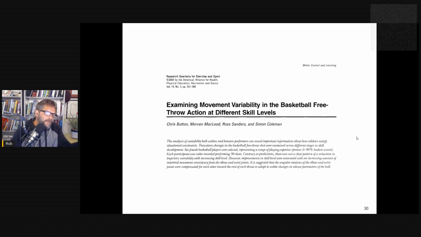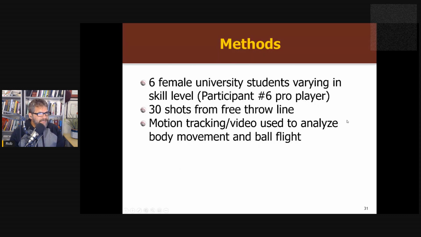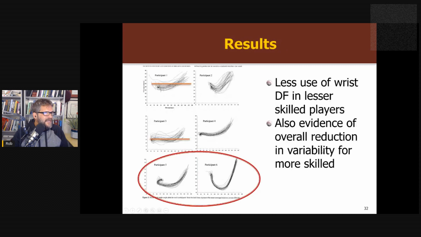So let's look at some examples of how people study this kind of degrees of freedom problem. This is a paper by Button et al. in 2003, looking at movement variability. They looked at 6 university students, and they measured a lot of motion tracking during free throws. So we're on to basketball now. We're away from volleyball, onto basketball again. The sixth participant was a professional player, and they did motion tracking and video analysis to look at the ball movement and the ball flight. And the most interesting finding for me is they found good evidence of this freezing of degrees of freedom.